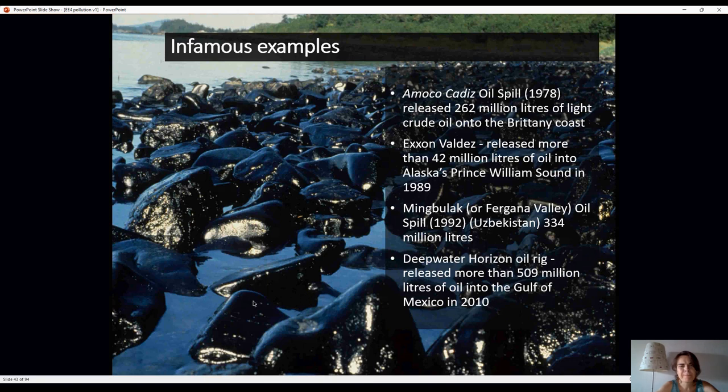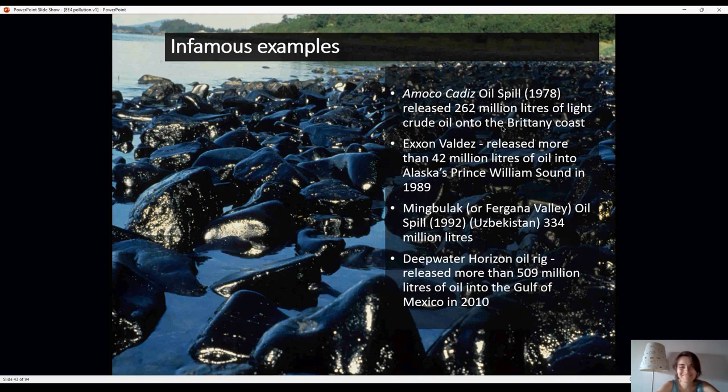Now, just to give you some examples, some of you may remember, if you're a little bit older like me, the Amoco Cadiz. I've converted these into litres. The original data was in barrels, which makes no sense, but the numbers are so huge, I cannot imagine what 262 million litres actually looks like. I could convert it into swimming pools, but I think I'd still have a stupidly big number.